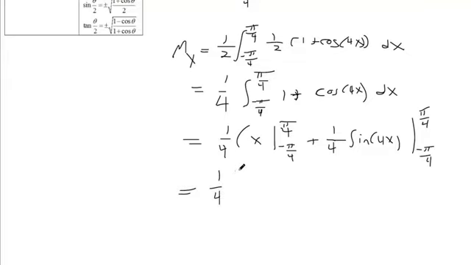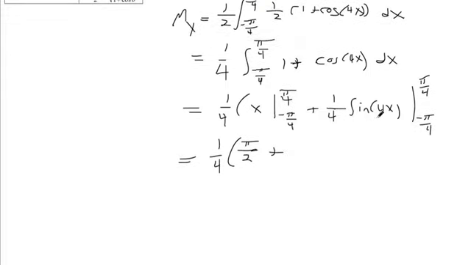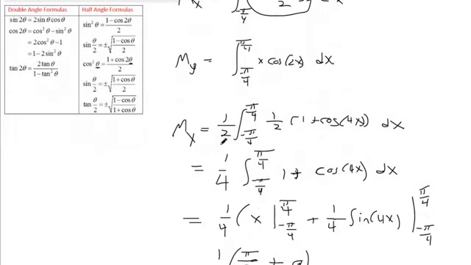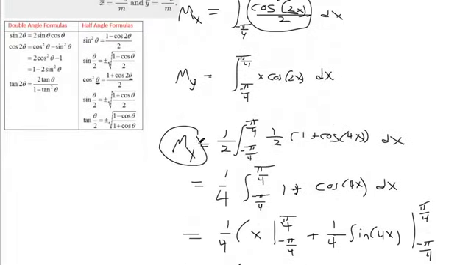Okay, so if we plug in our limits of integration, this is pi over 4 minus negative pi over 4, so this is pi over 2, because that's pi over 4 plus pi over 4. And then here, sine of 4 times pi over 4, that's sine of pi, which is 0. And then same thing if you plug in negative pi over 4, you're going to get sine of negative pi, which is also 0. So we got pi over 8.